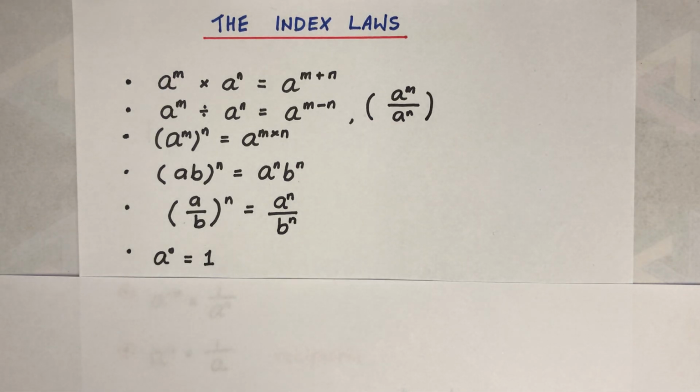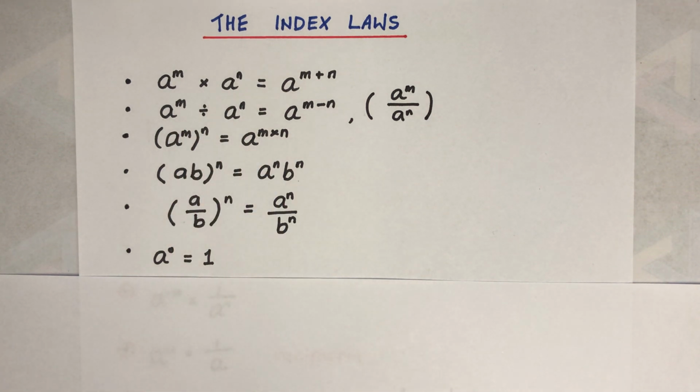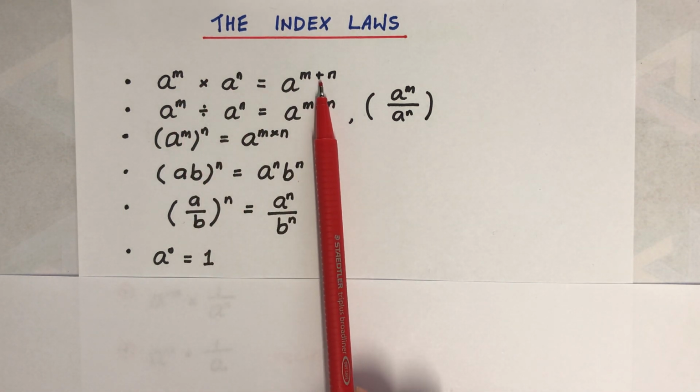The index laws. There are a few index laws you need to memorize. The first one is a to the power of m times a to the power of n. When we multiply terms with the same base, the important thing is that it is the same base. If you don't have the same base, you won't be able to use index laws. So remember that. When you multiply, you add the powers together.